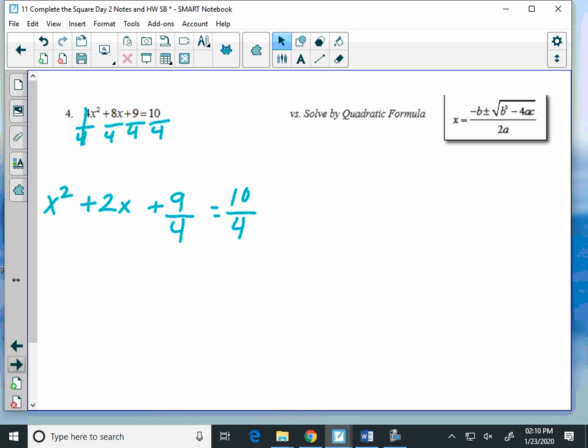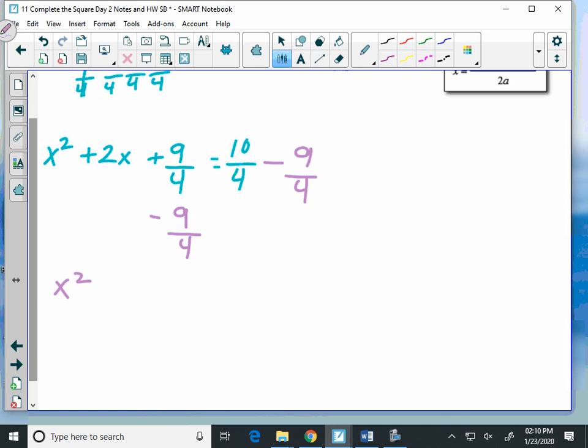What's our next step? What do we need to do with the 9 fourths? Yeah, right? If it was just a 9, you would subtract it. If it was just a 9 fourths, so we can subtract it. So we get x squared plus 2x plus your box squared equals, what's 10 fourths minus 9 fourths? 1 fourth, right? So you have 10 fourths, and you take 9 of them away, you're left with 1 fourth.